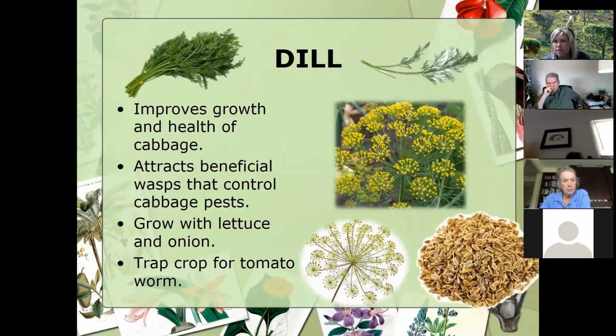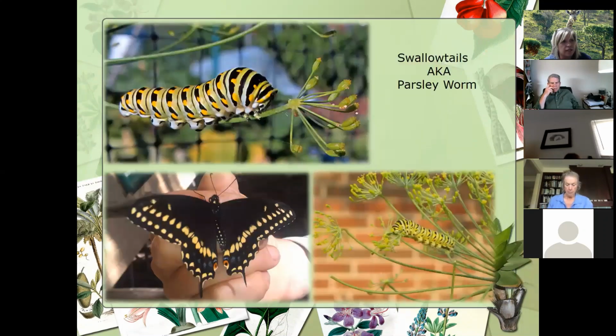Dill, there's a couple of different species on the market, but dill is going to improve the growth and health of your cabbage. It's going to attract some of those beneficial wasps that are going to control cabbage pests. It's going to grow very well with lettuce and onions, and it's also going to serve as a trap crop for the tomato worm. And the other thing is that if you are trying to attract swallowtails or the parsley worm, then this will really draw them.